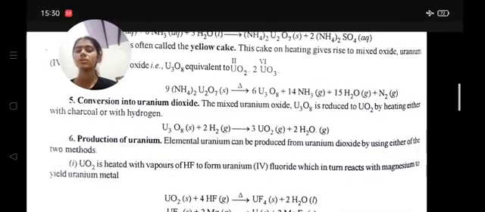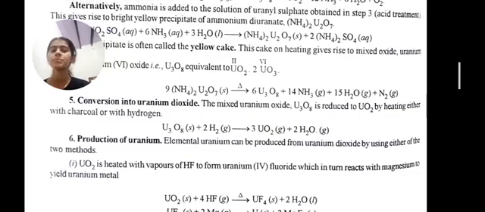Conversion into uranium dioxide. The mixed uranium oxide U3O8 is reduced to UO2 by heating either with charcoal or with hydrogen.